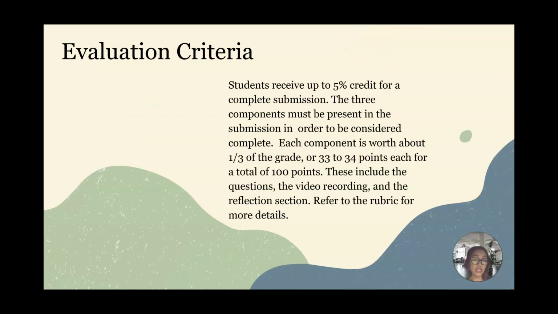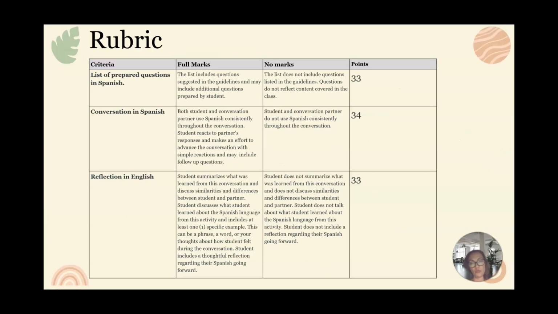Here's your evaluation criteria. Students receive up to 5% credit for a complete submission. The 3 components must be present in the submission in order to be considered complete. Each component is worth about 1/3 of the grade, or 33 to 34 points each, for a total of 100 points. This includes the questions, the video recordings, and the reflection section. So refer to the rubric for more details. So here's a rubric. So you have all this information that you can go over and make sure you stick to what you need to do on this project.